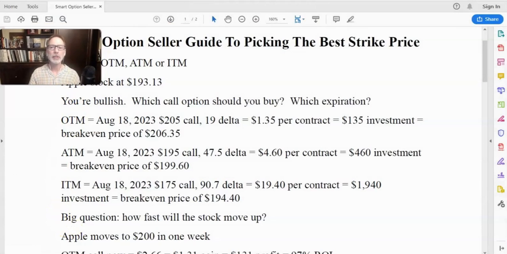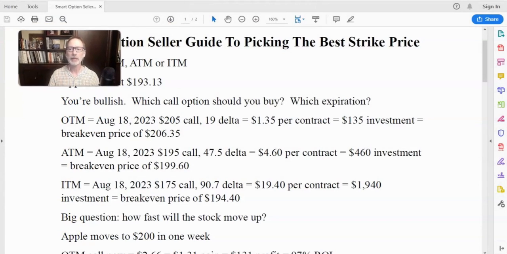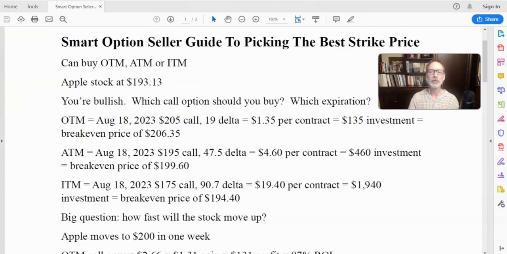All right, everyone, Lowell here from smartoptionseller.com. Let me move myself over here. What you see in front of you is our latest cheat sheet on the Smart Option Seller Guide to picking the best strike price. So we're going to focus on the simplest of the simple option strategies today, which is buying call options. I think that's what most beginners can understand.